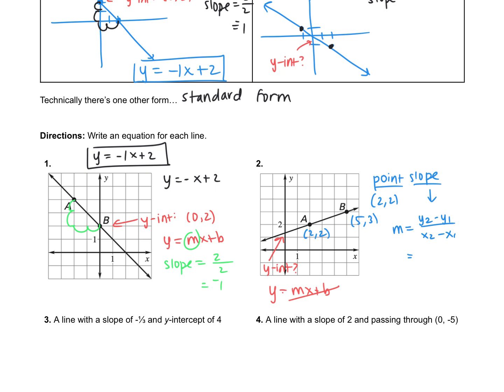Okay, 3 minus 2 over 5 minus 2. So I think we get 1/3. Does that look right? Okay, so slope of 1/3 and point of 2, 2. As a reminder, we have y minus y1 is equal to m, x minus x1. I'm going to use this point, this slope. So I have y subtract 2 is equal to 1/3 x subtract 2.